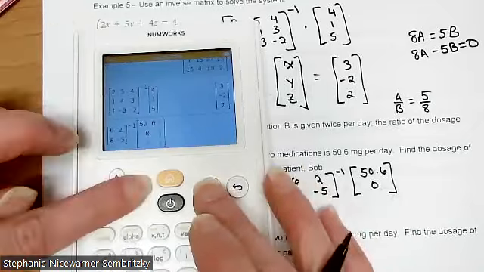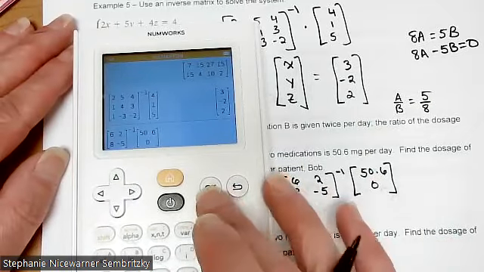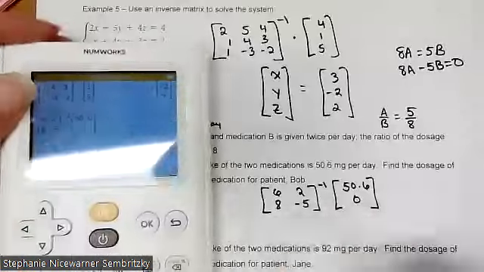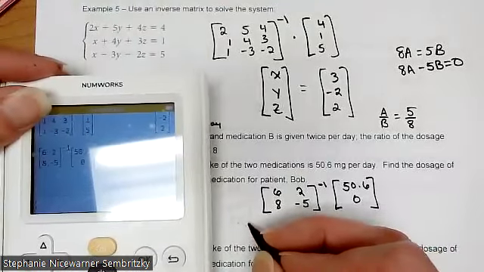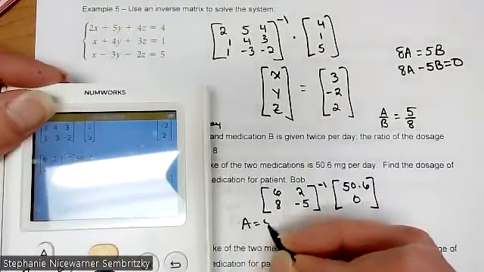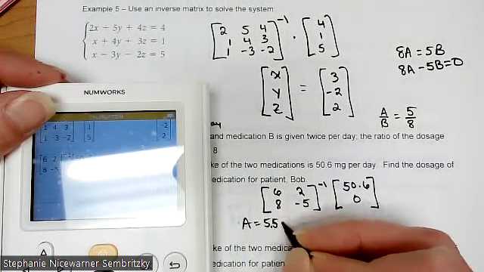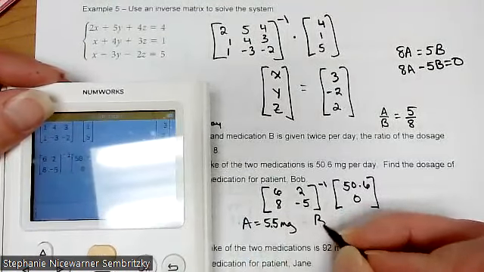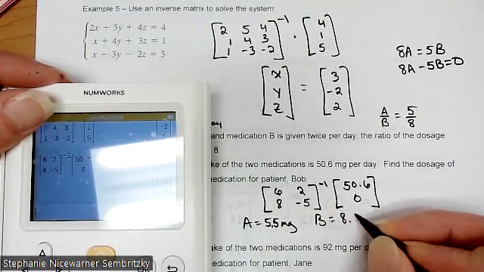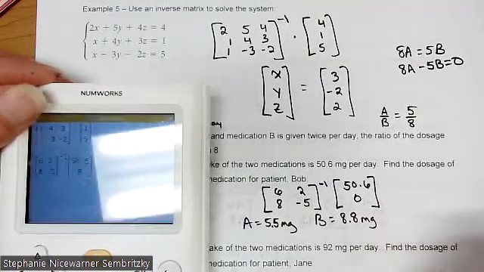Now what it's going to give me is A and B. So A is 5.5 milligrams of medication A, and B, Bob should take 8.8 milligrams of medication B.